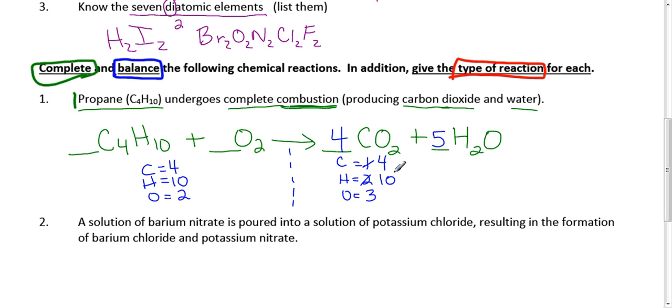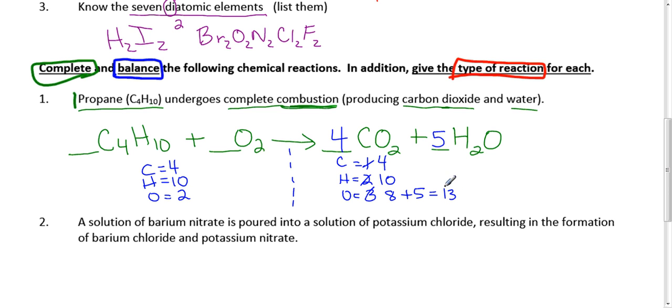Once you have carbon and hydrogen balanced, then you can see what it does to the oxygens. So you have 4 times 2 for a total of 8, plus 5 times 1, or 5 more. So you end up with 13 oxygens on the product side. Now we cannot multiply 2 by a whole number and get 13 because it's an odd number.